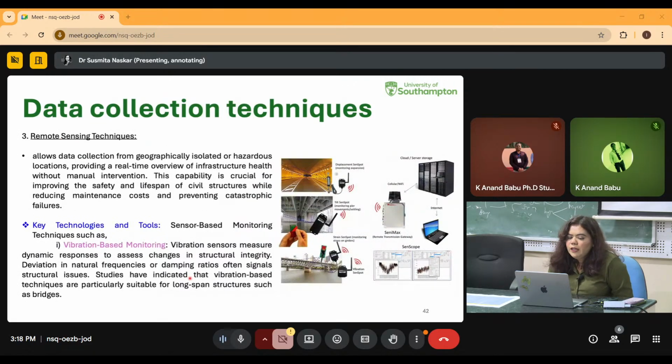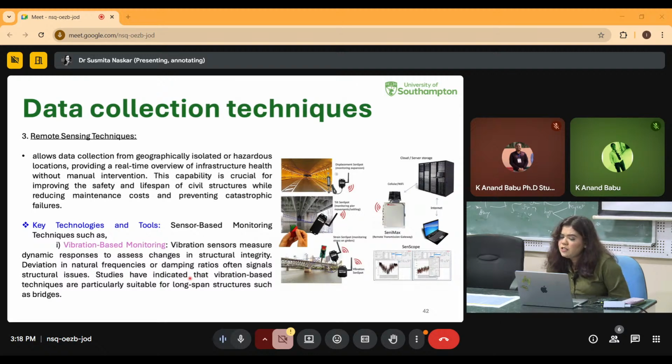And now if you try to talk about the third category of data collection. First we talked about the manual, right? Second we talked about the automated one. Third is the remote sensing technique. That's also been quite useful when we talk about the SHM technique especially. And where do we generally use it? Remote sensing helps us to collect data from geographically isolated locations.